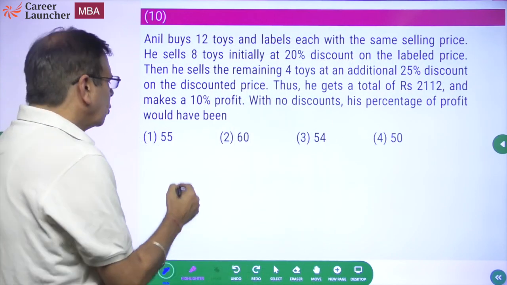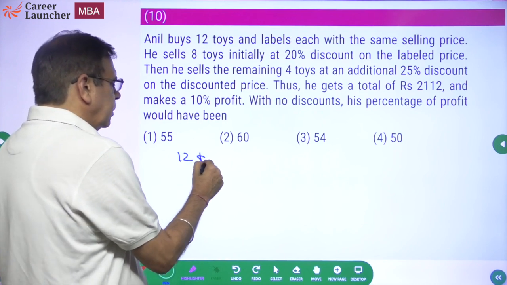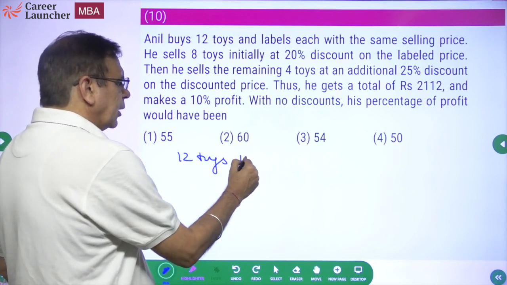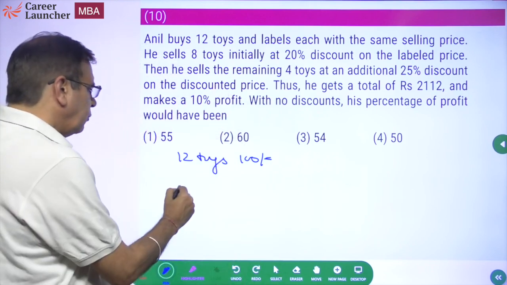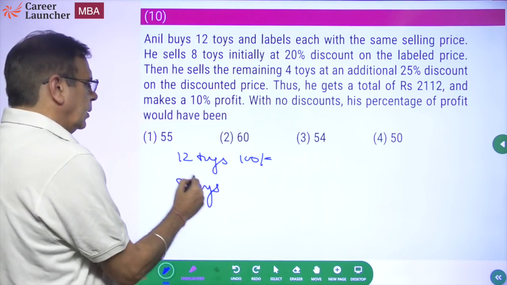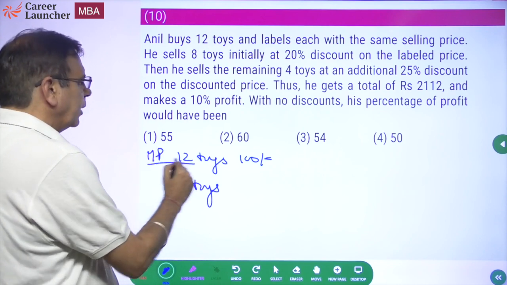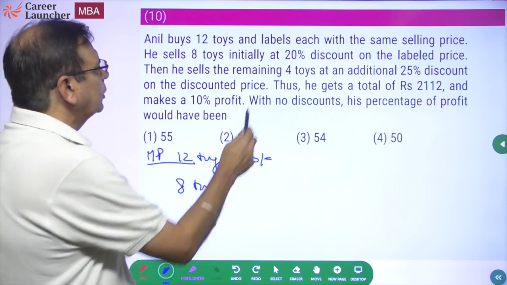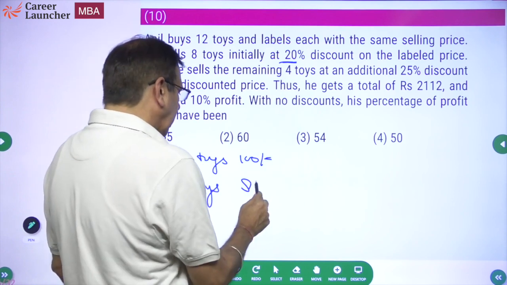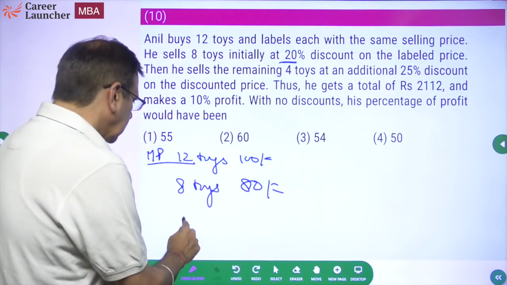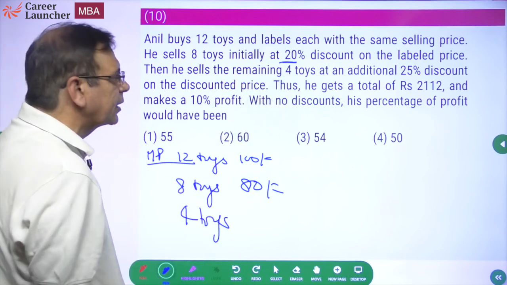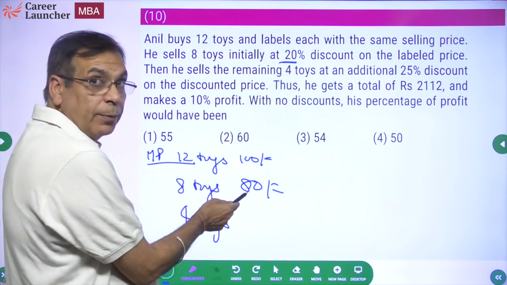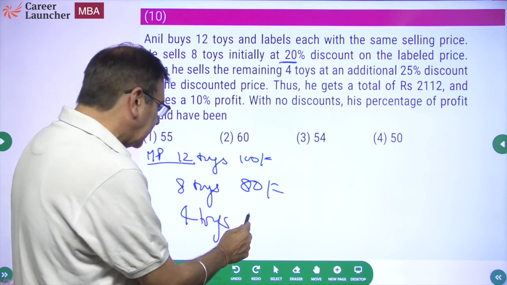Let me assume all these 12 toys, each is 100 rupees. Now this is the mark price. The first 8 toys he will sell at a discount of 20%, so 80 rupees. The next 4 toys he will sell at an additional discount of 25%. 25% of 80 is 20, so he'll sell them at 60 rupees each.